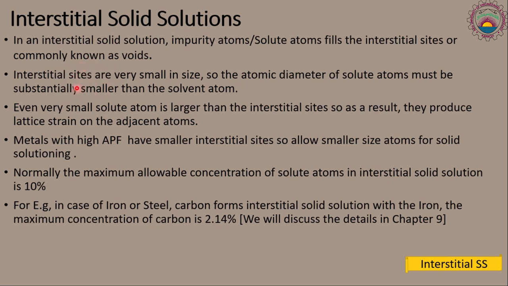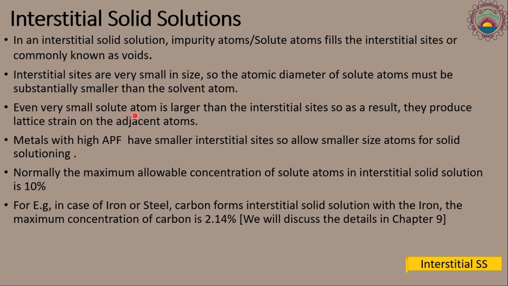Compared to those atoms on the lattice sites, these interstitial sites are very small in size. So the atomic diameter of the solute atom must be substantially smaller than a solvent atom. In the case of the interstitial solid solution, the solute atom must be smaller than the solvent atom, while in the case of the substitution solid solution, there should be a greater difference between them. While in the interstitial solid solution, the solute atom must be very much smaller than the solvent atom so that it can fit into the interstitial spaces.